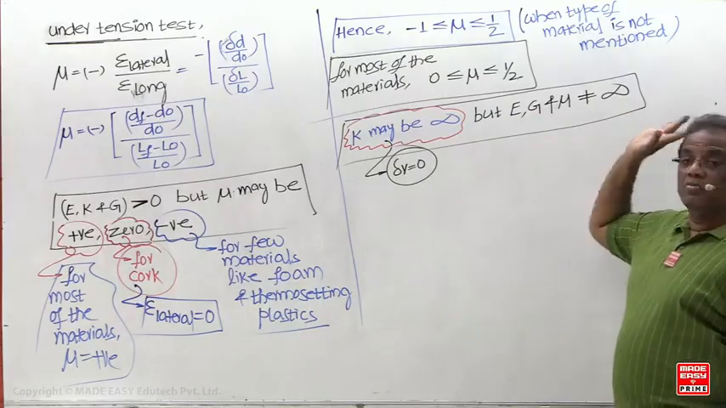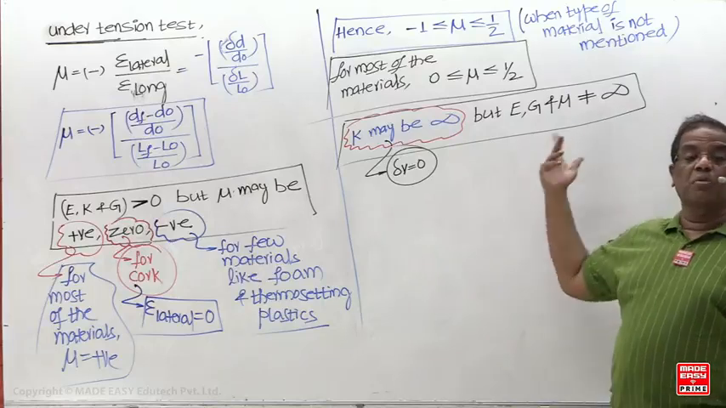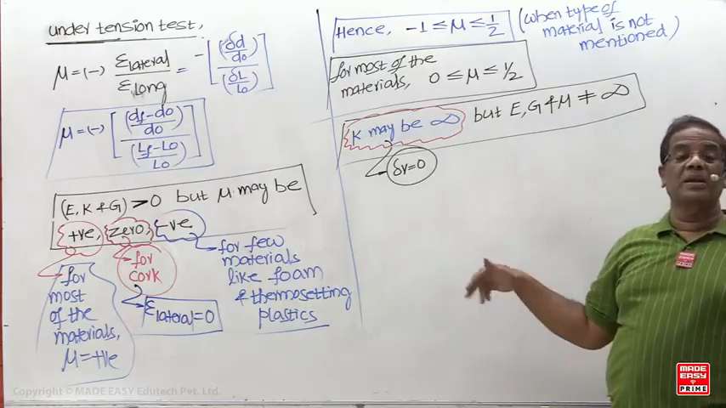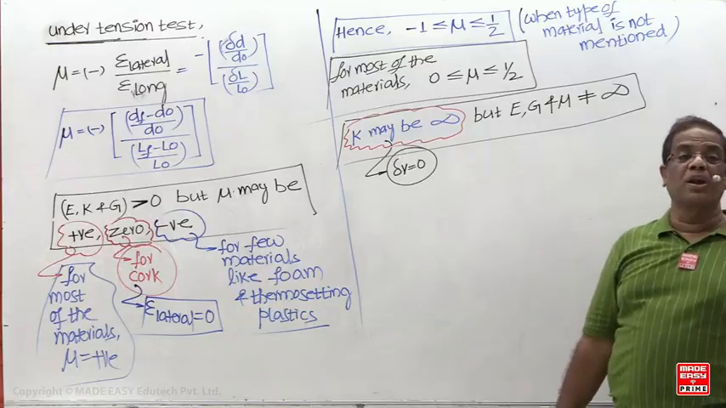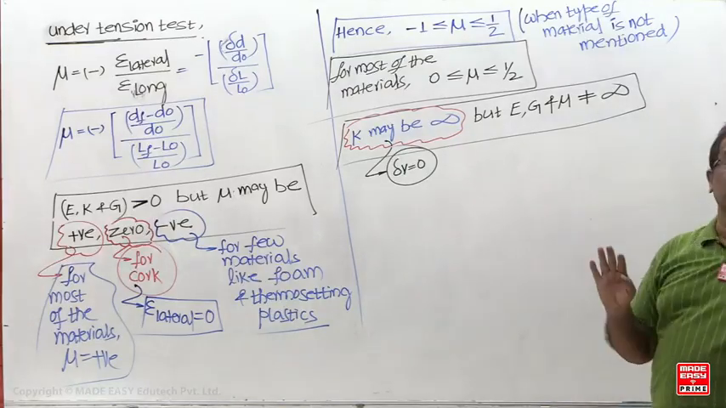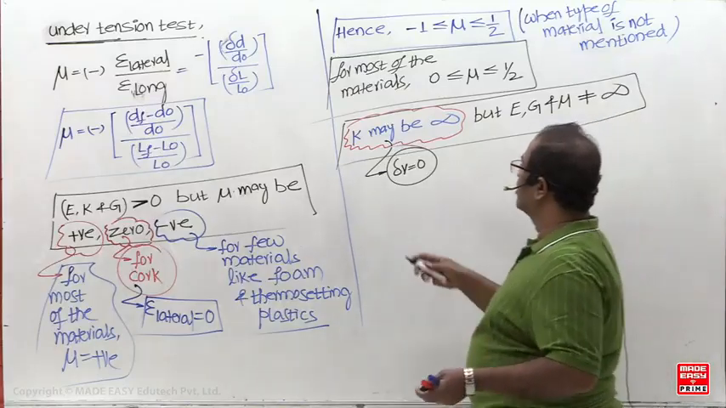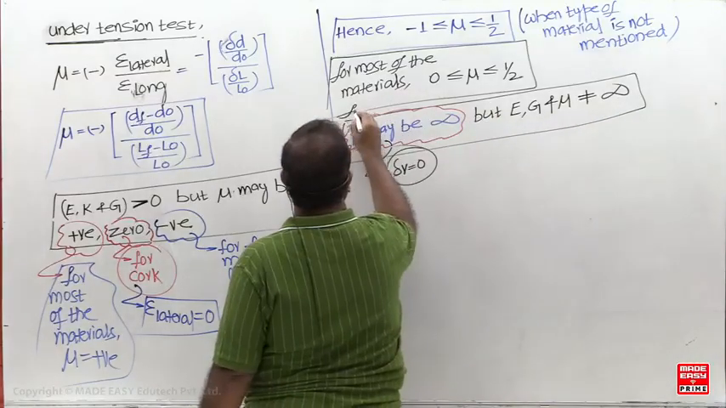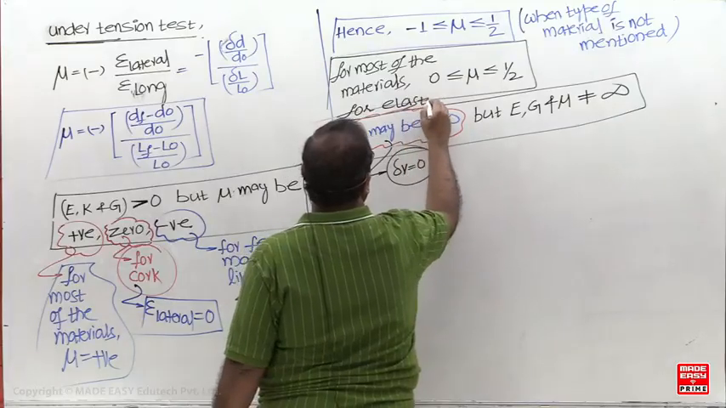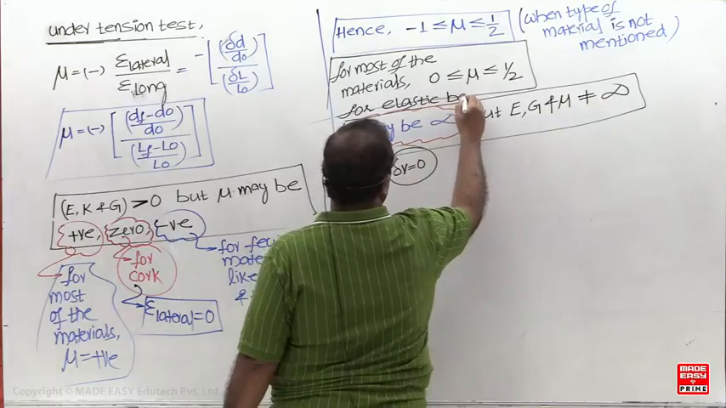But Young's modulus is never infinity. If Young's modulus is infinity, what happens? Longitudinal strain is 0, and when longitudinal strain is 0, that is a rigid body. So what are we studying by default? Deformable bodies.